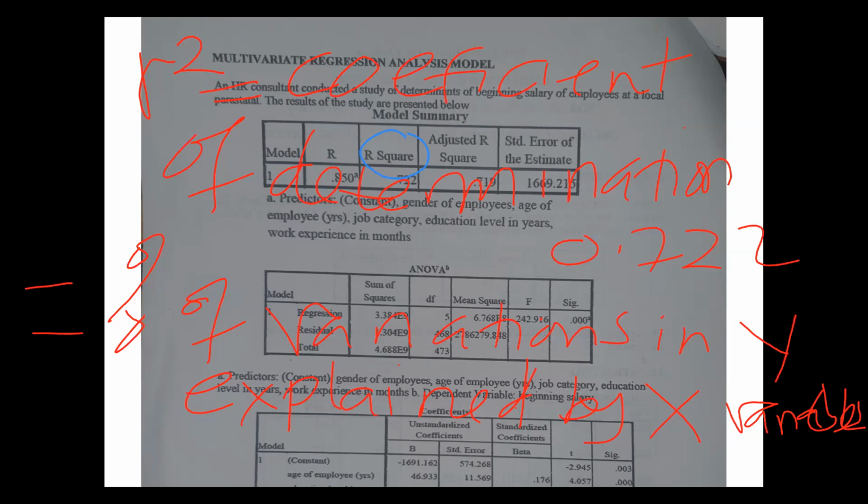Is it because of their age, the job category? Is it because of the education level in years? Is it because of the work experience that they have? Those are x variables. So in short, when you look at R squared, we are trying to examine how much of those changes in y, the variations, are really explained by x, or how much of the x variables account for the changes in y. Did you get that?